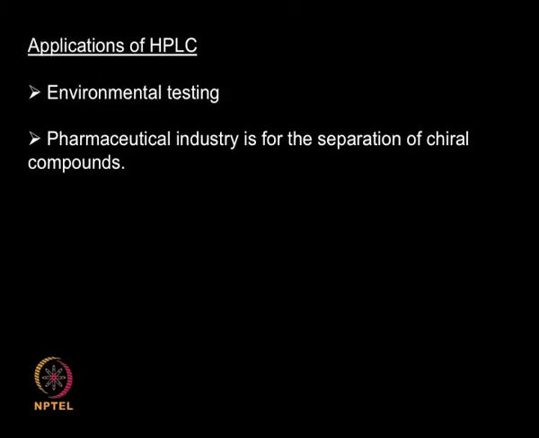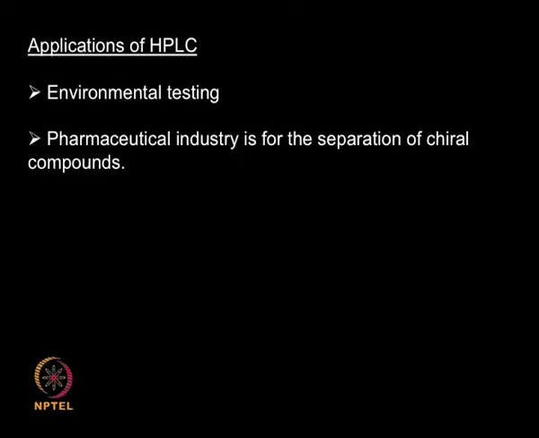We have the high performance liquid chromatography or high pressure liquid chromatography. It is generally used in laboratory situations for finding out an unknown component or finding out the concentration of the unknown component. So you can use it for environmental testing. We want to identify a pesticide or a toxin in a sample, a liquid or a gas sample.